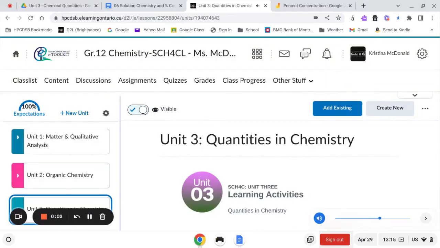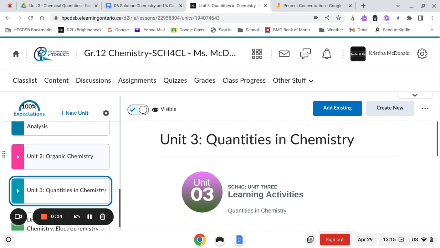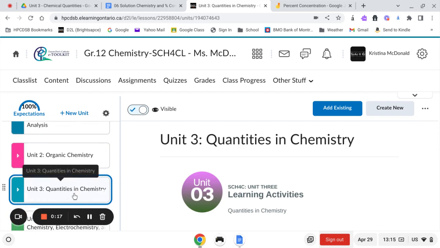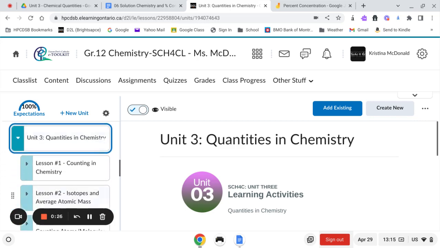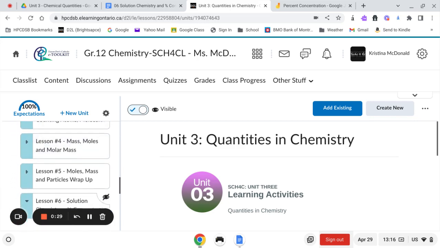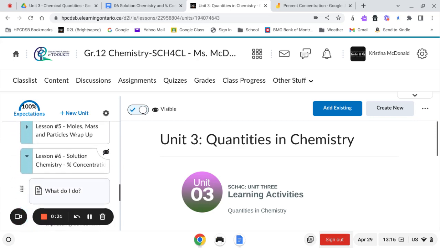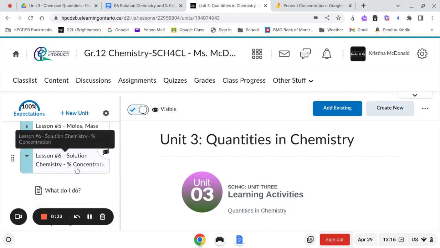Today's lesson is going to focus on solution chemistry and some of the calculations that we need to calculate concentration. So you will go into our third unit here, which is quantities in chemistry. We have already touched on the concept of the mole and particles and mass. And now we're going to scroll down and move into lesson 6, which is on solution chemistry. And specifically today, we're going to talk about percent concentration.